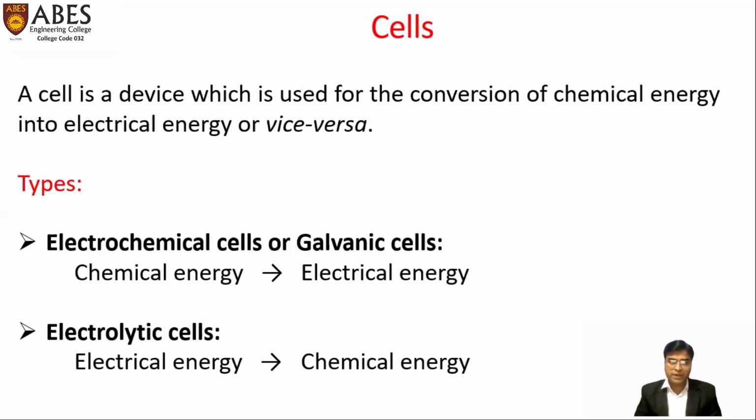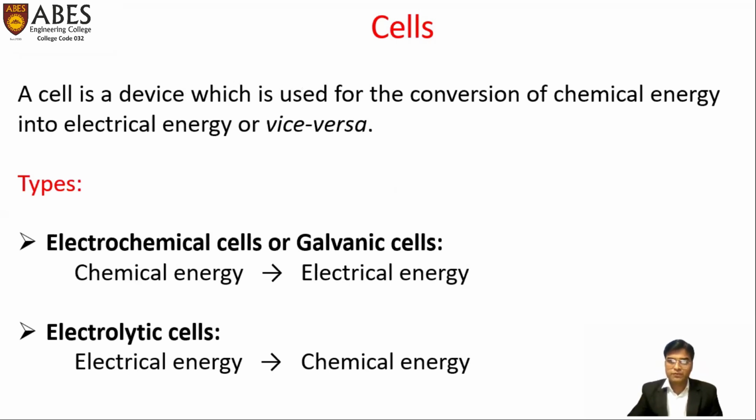A cell may be defined as a device which is used for the conversion of electrical energy into chemical energy or chemical energy into electrical energy. So cells may be of two kinds. The first one is the electrochemical cell or galvanic cell, also called a voltaic cell. These cells convert chemical energy into electrical energy.